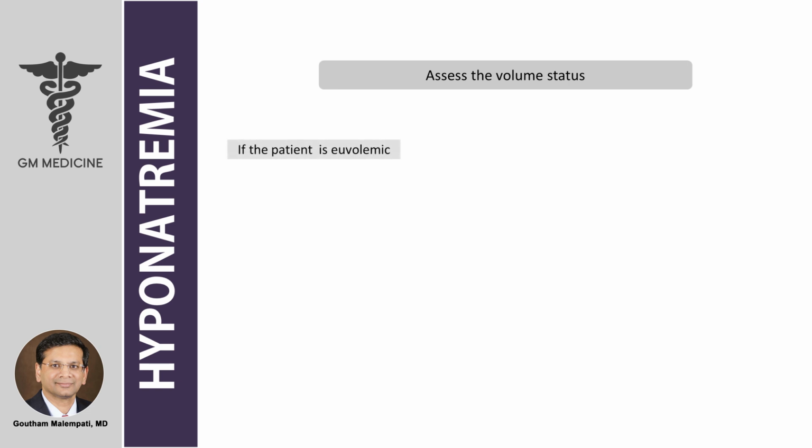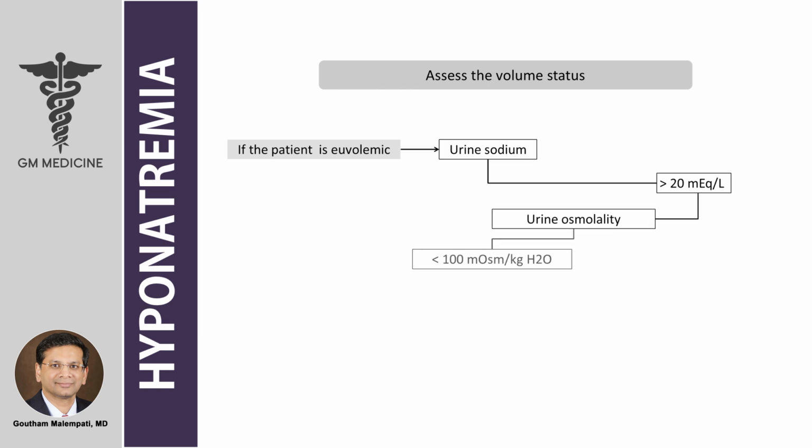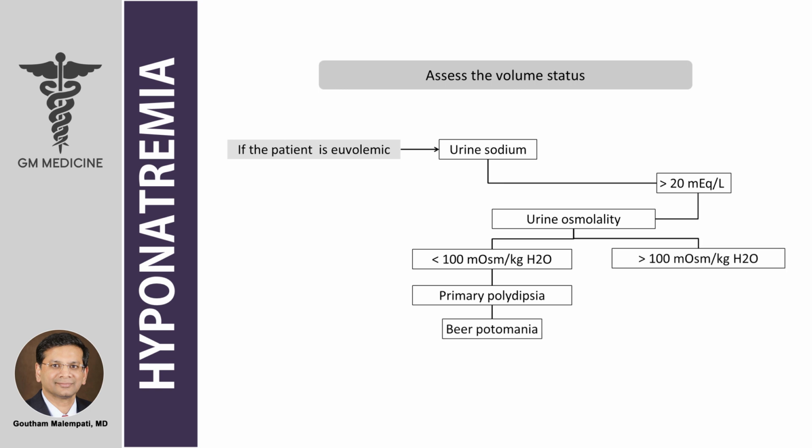Now, if the patient is euvolemic, one should check the urine sodium, and if it's greater than 20 milliequivalents per liter, one should check the urine osmolality. If it's less than 100 milliosmol per kg, then it probably is from primary polydipsia. It can also be from a condition called beer potomania syndrome. If the urine osmolality is more than 100 milliosmol per kg, most likely it is from syndrome of inappropriate antidiuretic hormone, also called SIADH.